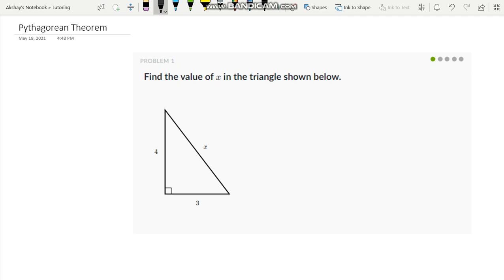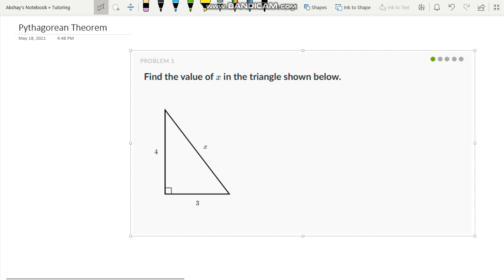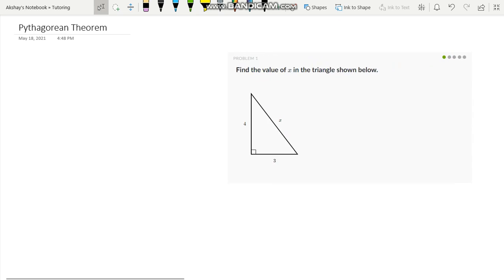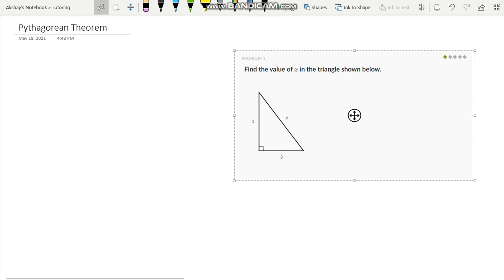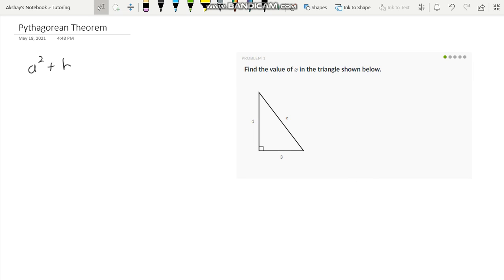In this video, we're going to be looking at Pythagorean theorem. So in our previous video, we looked at the very basics of Pythagorean theorem. In this video, we're going to start doing some simple problems. Alright, so we can remember that our Pythagorean theorem is a squared plus b squared is equal to c squared.